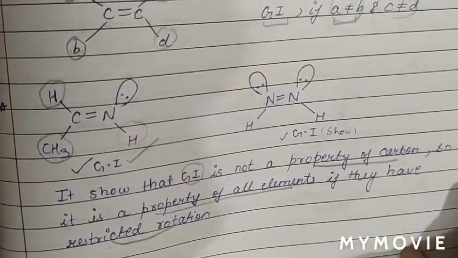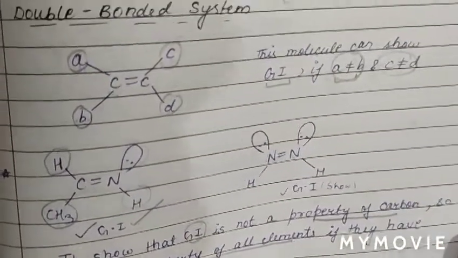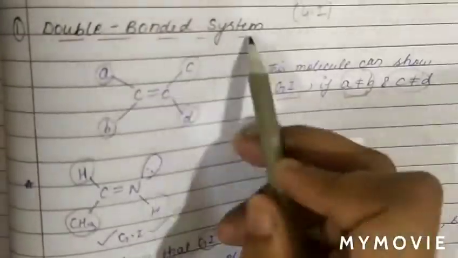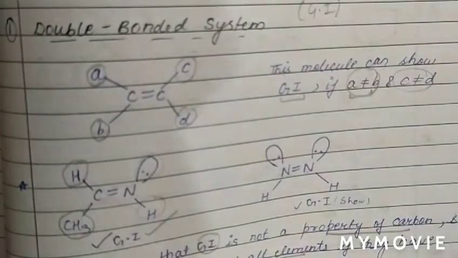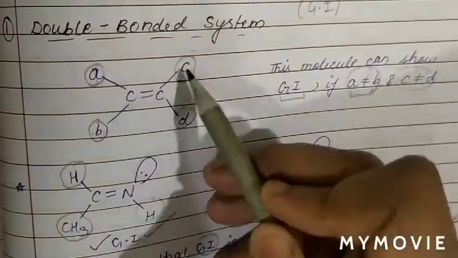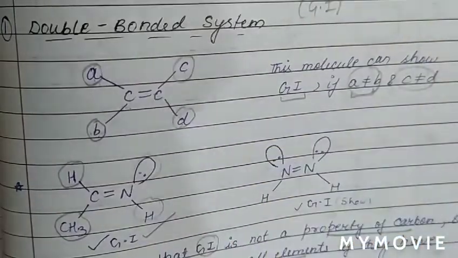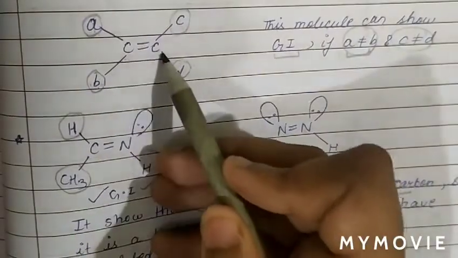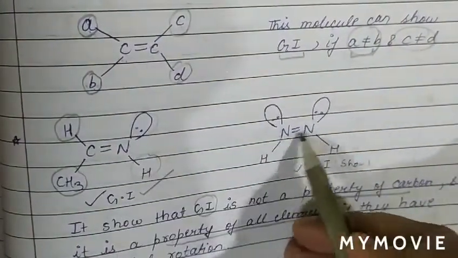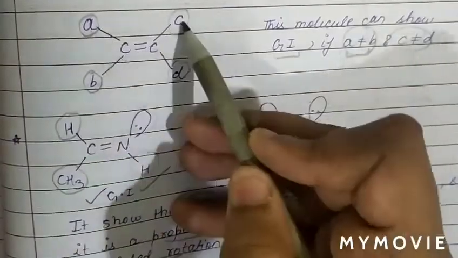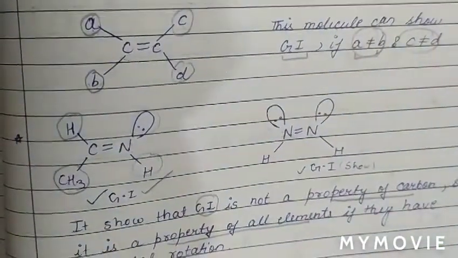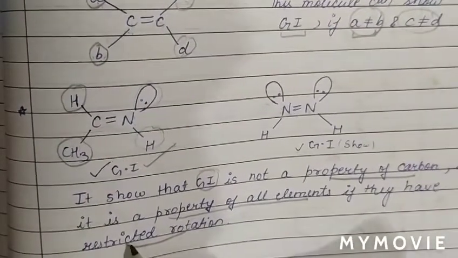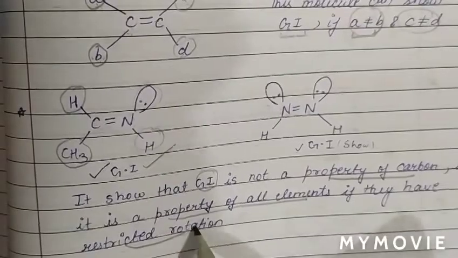So we have studied geometrical isomerism in the double bonded system. The first condition we have seen: A and B should not be the same, C and D also should not be the same, and geometrical isomerism is not a property of carbon only. It can be shown by carbon-carbon double bond, carbon-nitrogen double bond, nitrogen-nitrogen double bond. The condition is A not equal to B, C not equal to D. Geometrical isomerism is shown only due to restricted rotation. Remember this point.